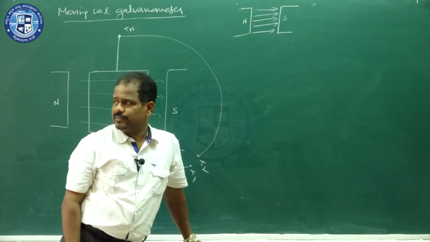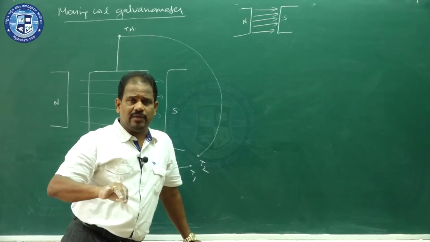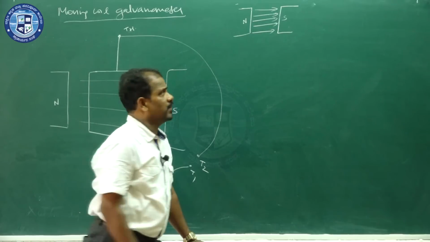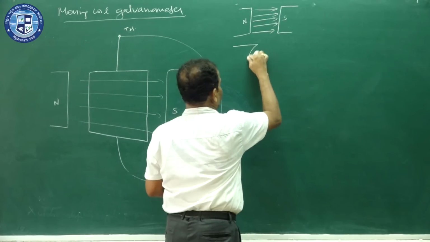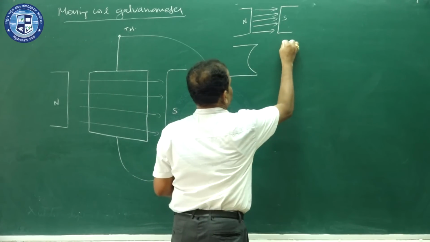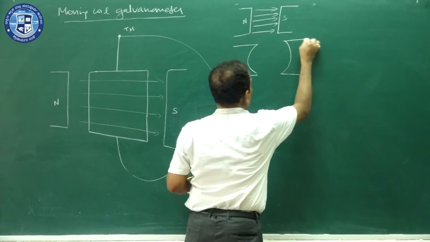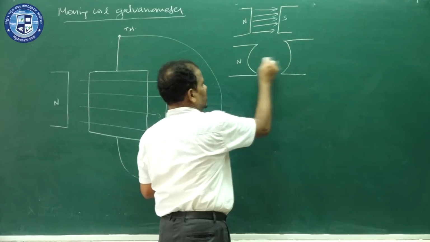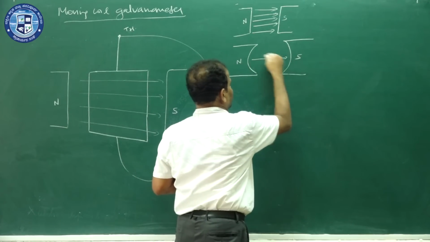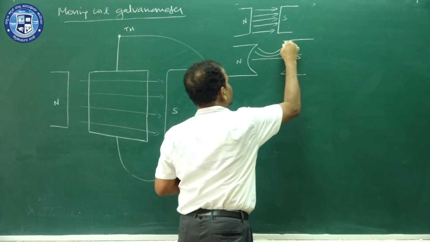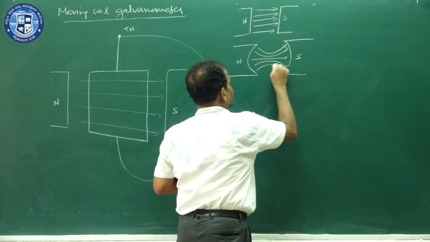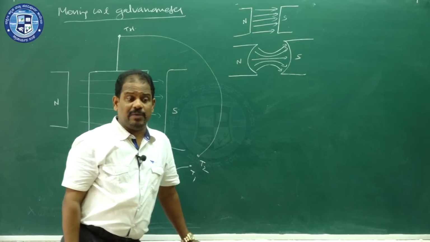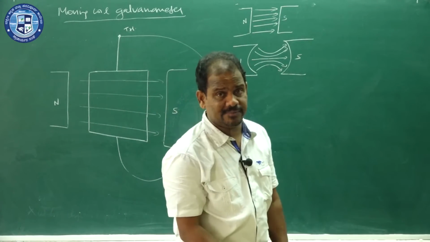So in order to achieve, for every portion of the coil, that the magnetic field lines should be along the plane of the coil, the pole pieces are made concave in shape. If the pole pieces are made concave in shape, now the magnetic field lines in between are of this shape. Now somewhat the field lines will be along the plane of the coil, not exact.